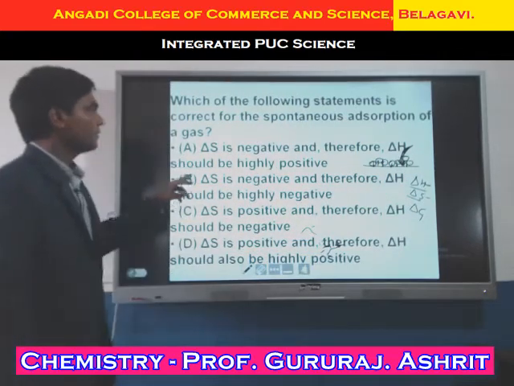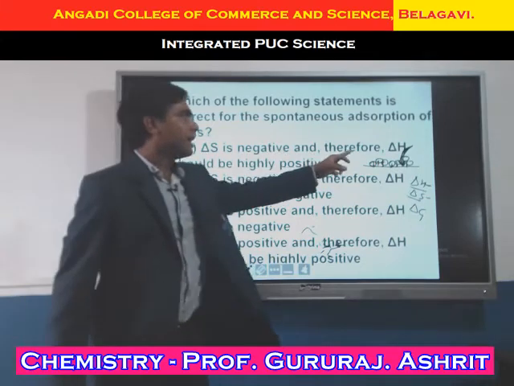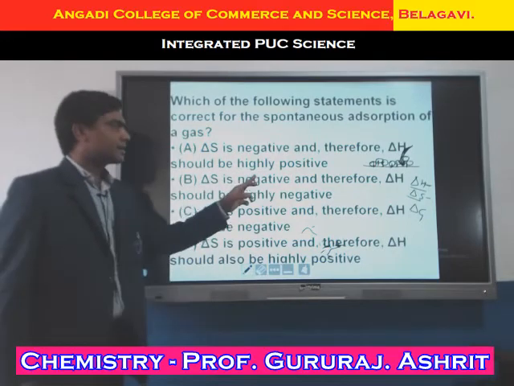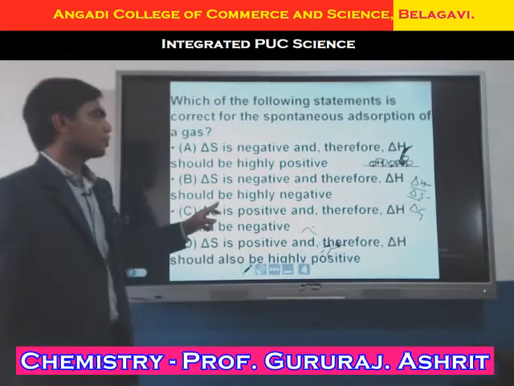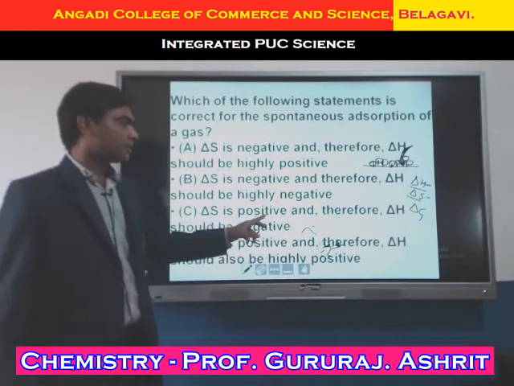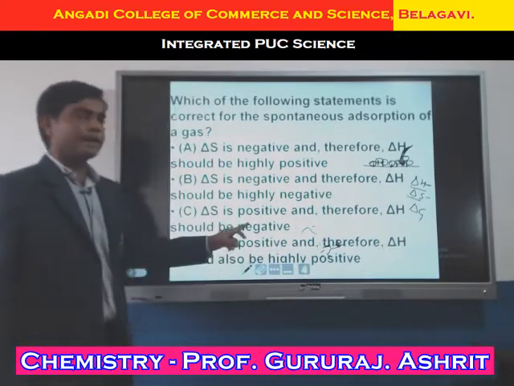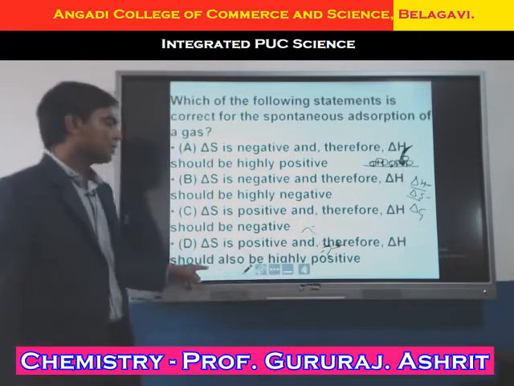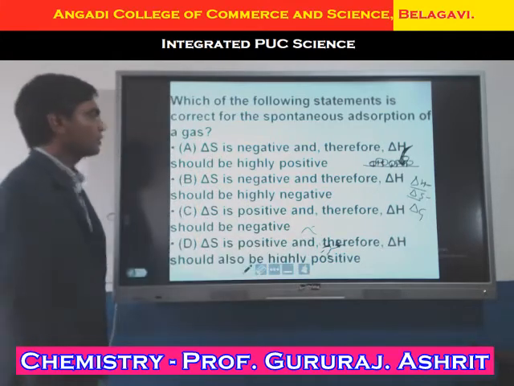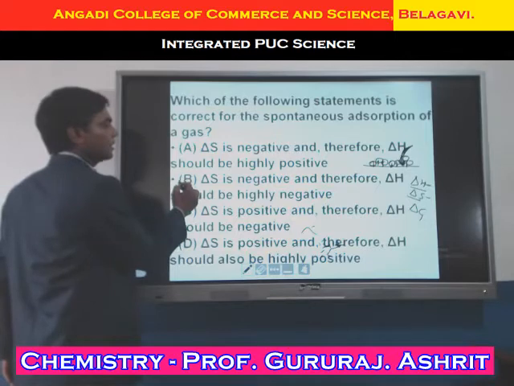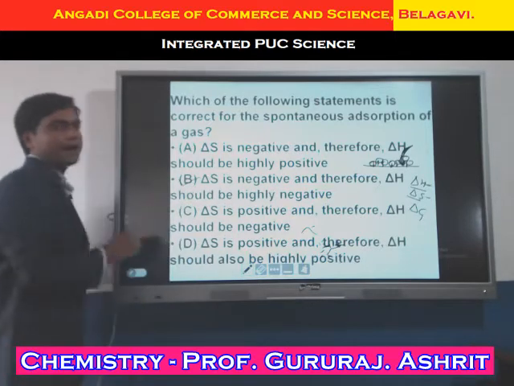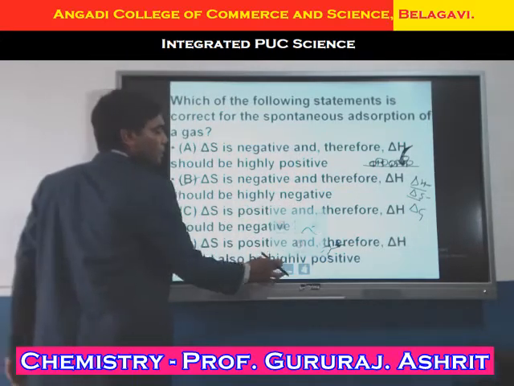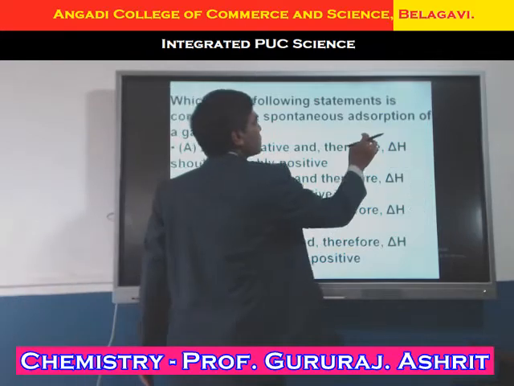Therefore, four options are given. Delta S is negative, correct; delta H should be highly positive, so this option is wrong, because delta H is positive there. Delta S negative is correct; delta H should be highly negative, correct. Delta S is positive, wrong. Delta S is positive, wrong; delta H highly positive, this is wrong. So the answer for this one is delta S is negative and delta H should be highly negative, according to the mechanism of adsorption. Okay. So this question is related to the mechanism of adsorption.